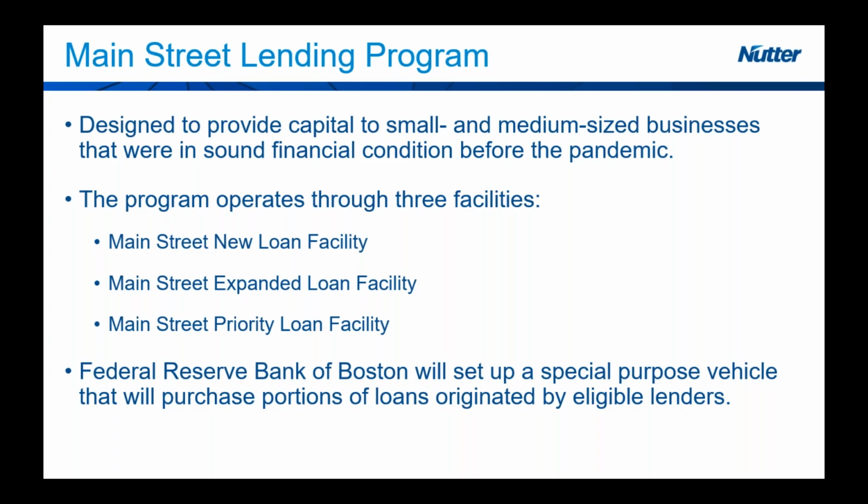So this program will operate through three different facilities: the Main Street New Loan Facility, the Expanded Loan Facility, and the Priority Loan Facility. These were each designed with different needs in mind and have different terms which will govern which loan may work best for each borrower. For each of these facilities, the Federal Reserve Bank of Boston will set up a special purpose vehicle that will purchase a portion of these loans, which will be originated by eligible lenders, the details of which Ellie is going to expand upon in her discussion of considerations that lenders should think about.